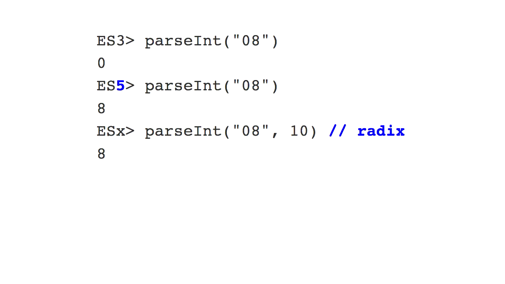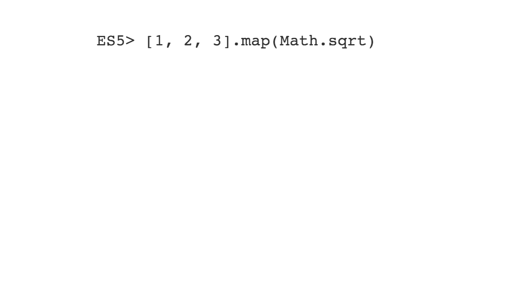And you don't have to declare that, but it'll assume it's base 10 and not try to work out whether it's an octal or a hex based on what the string is. We also have things like map. Map is so fun. With map, what we can do is apply a method across an array of things. So if we have 1, 2, 3, and we want to apply math square root to it, we get the square roots.